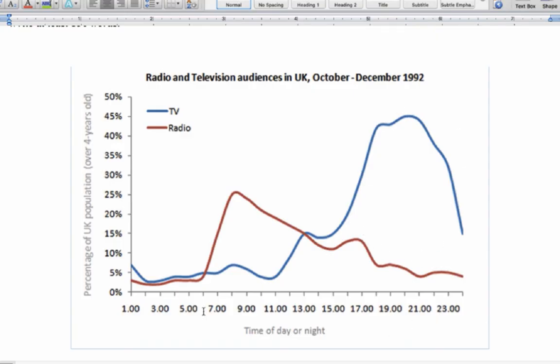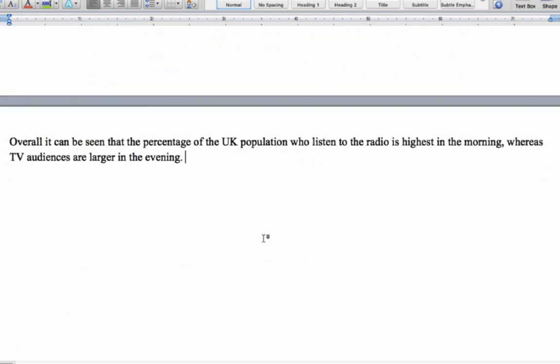Please note, this is not years or anything. This is times in the day. So this is the morning and this is the evening. Maybe you could say overall it can be seen that more people watch TV than listen to the radio. That might be okay, but I think the point about this whole chart is that this is morning, this is evening. So my overview would be the percentage of the UK population who listen to the radio.